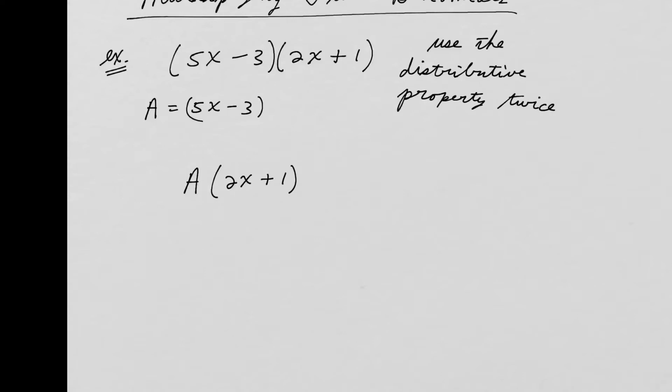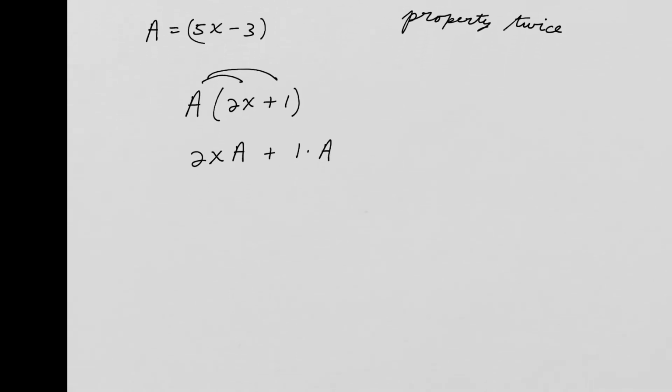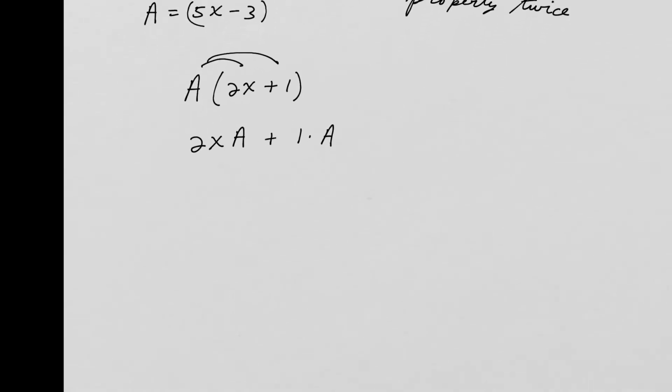So what I can do is I can distribute in the a. So I'll write this as 2x times a plus 1 times a. Right? I distribute in a. But remember what a is. a is 5x minus 3. So this is really 2x times 5x minus 3 plus 1 times 5x minus 3.